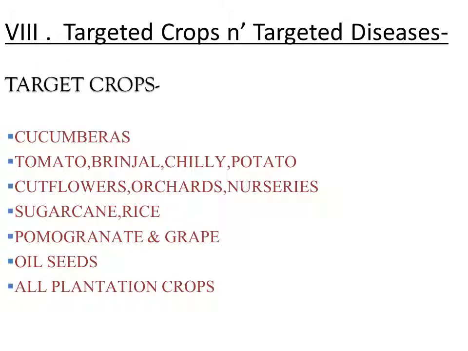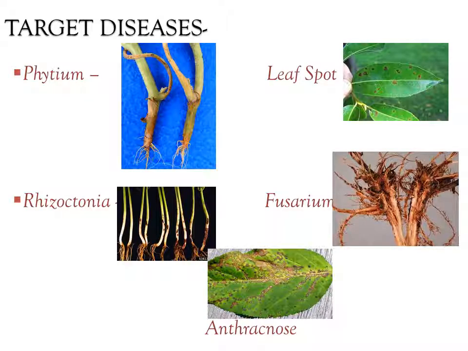Targeted crops include cucumbers, tomato, brinjal, chilies, solanaceous vegetables, potatoes, red flowers, orchards, and nurseries. Even sugarcane and rice can be given this type of Pseudomonas fluorescens formulation. Even perennial crops like pomegranate and grape can also be integrated with the use of Pseudomonas fluorescens. The targeted diseases like Pythium, leaf spot, Rhizoctonia, Fusarium, and anthracnose, which are very major bottlenecks in the productivity of all agriculture crops, can be controlled effectively with the help of Pseudomonas fluorescens.